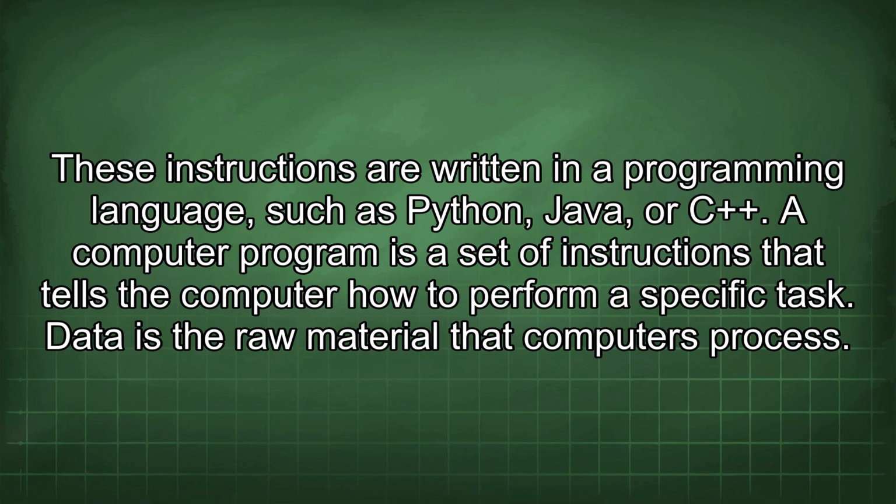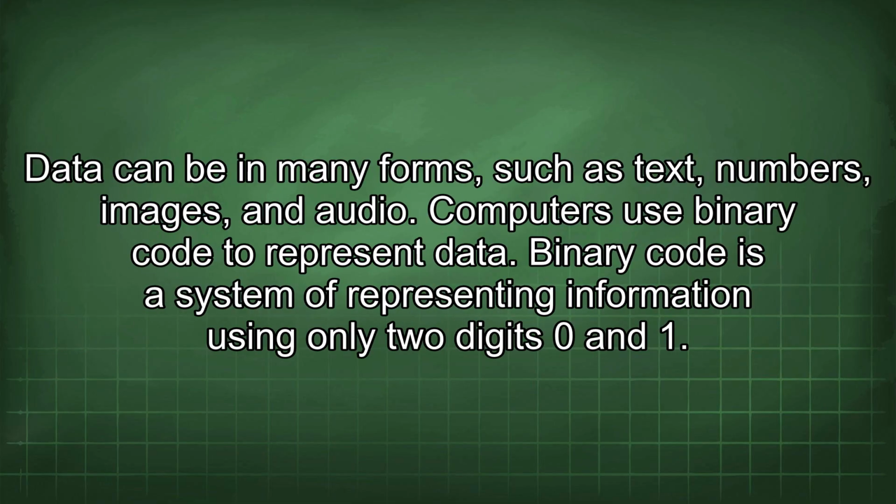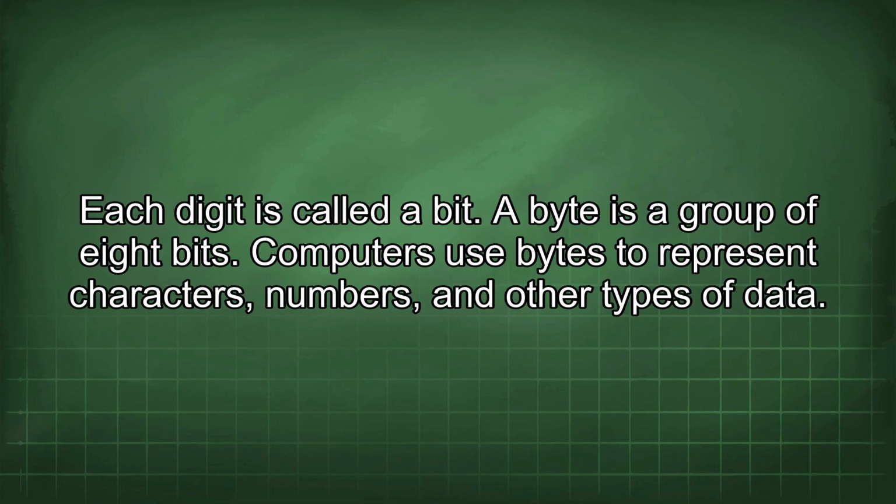Data is the raw material that computers process. Data can be in many forms such as text, numbers, images, and audio. Computers use binary code to represent data. Binary code is a system of representing information using only two digits, 0 and 1. Each digit is called a bit. A byte is a group of 8 bits. Computers use bytes to represent characters, numbers, and other types of data.